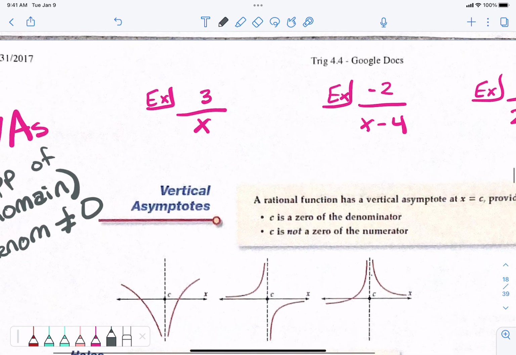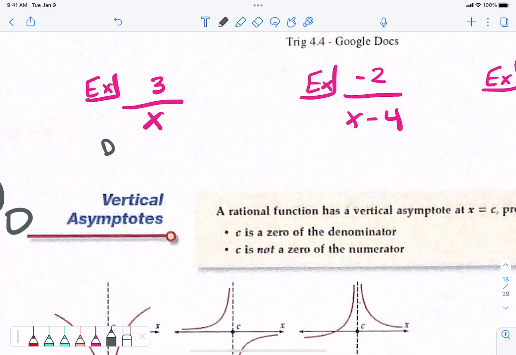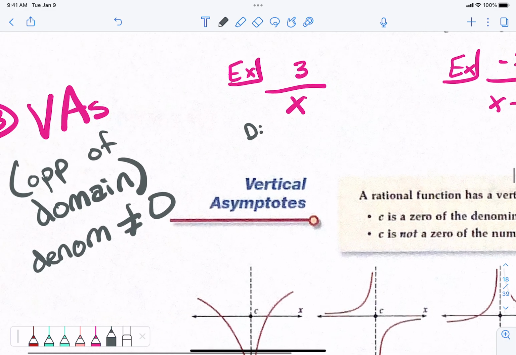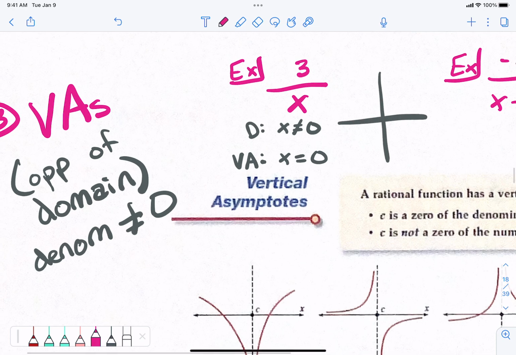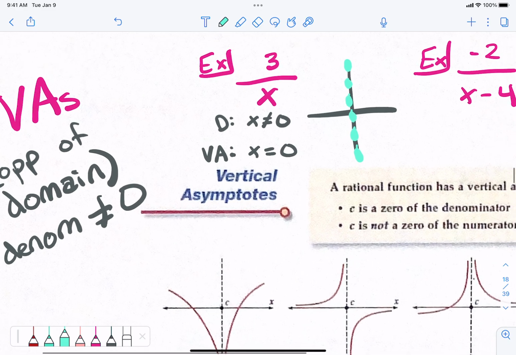Okay, so if I'm looking at domain for that first example, 3 over x, what can x not be? 0. X can't be 0, right? I don't want 0 plugged in for that spot. So that means a VA occurs at x equals 0, right? The domain can't be 0 because that's where a VA is, at x equals 0, okay? What that will look like is x equals 0 is this dotted line right here. That means he has a VA right there, okay?